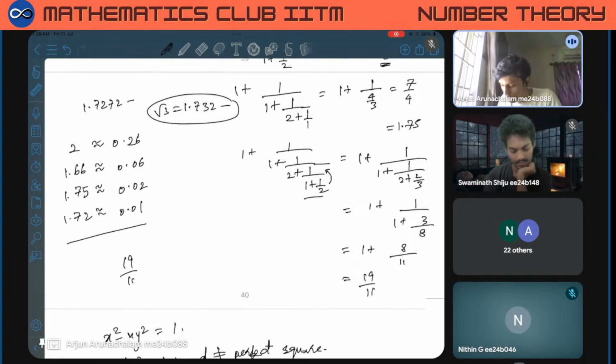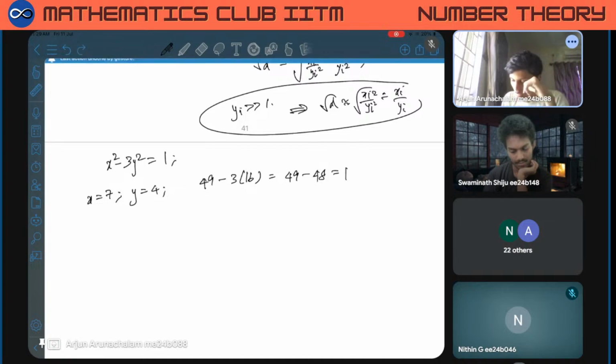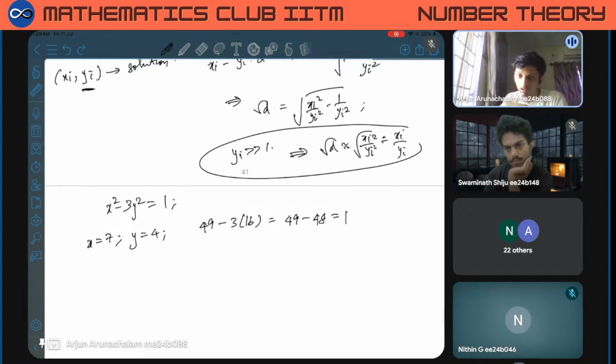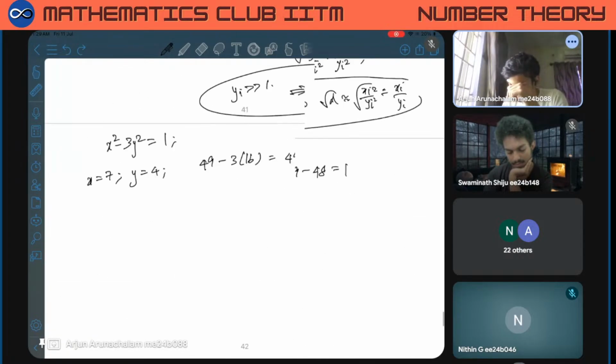So we have 7 by 4, right? If you set x as 7 and y as 4, you have 49 minus 3 into 16, which is 49 minus 48, which is 1. Note that 7 comma 4 is a solution for the Diophantine equation, the Pell's equation, and it is also a good rational approximator for root 3, right?